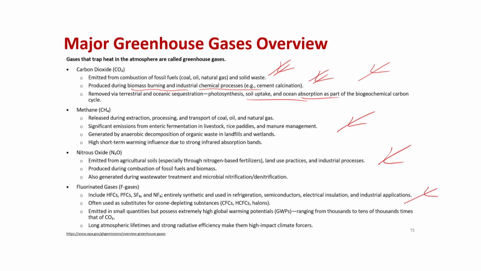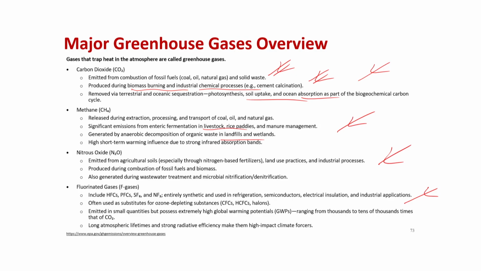Methane gets emitted in the extraction and transport of coal, oil and natural gas, but methane primarily comes from livestock, rice paddies and manure management. Organic waste going into landfills and wetlands is again a major source of methane emission, and with all the livestock being raised all over the world, they are one of the major sources of methane emission.